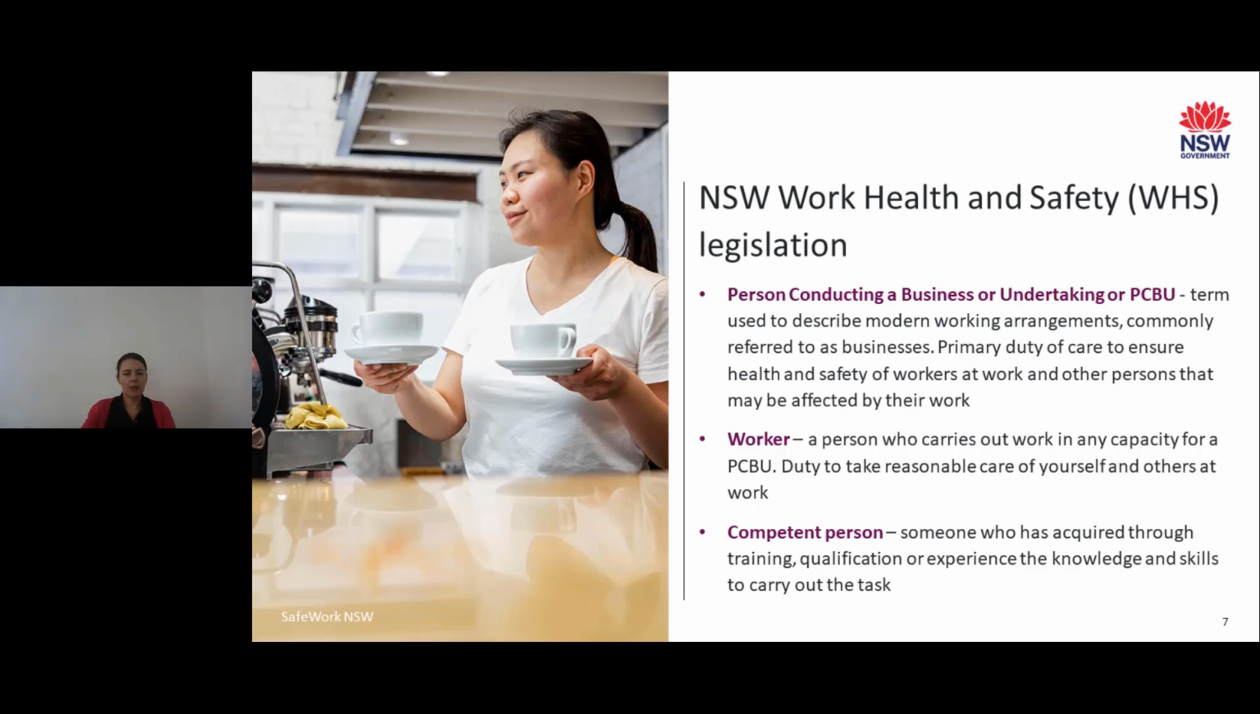In some circumstances, and as defined in the WHS regulation, Clause 5 definitions, there are specific requirements for the qualifications that a competent person in some industries must hold to conduct a particular type of work. If you require more detailed information about competent person requirements, this can be found on our website. The WHS regulation defines a competent person for any other case as a person who has acquired through training, qualification or experience the knowledge and skills to carry out the task.